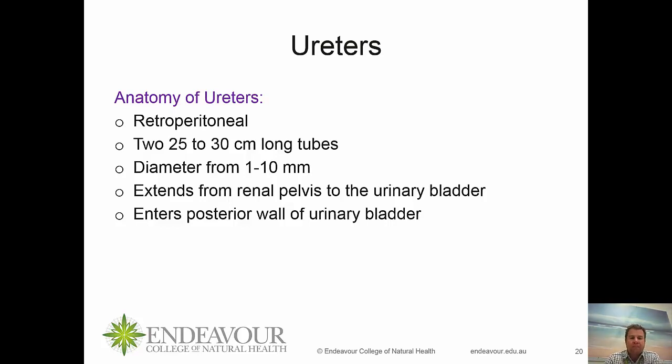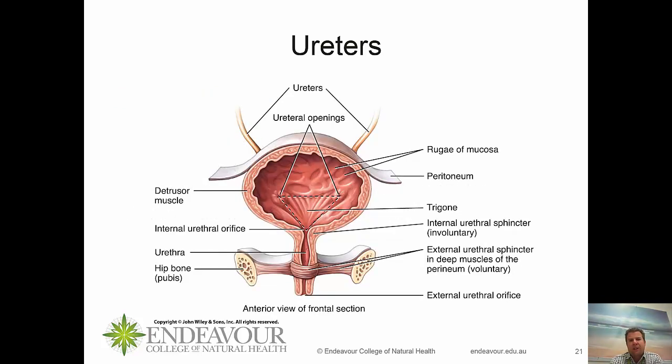Where are they? Just like the kidneys, they're retroperitoneal. They're actually quite long, aren't they? They're 30 centimetres long. They extend from the renal pelvis all the way down to the bladder, and they sit posterior to the kidney. They sit posterior to the urinary bladder. So all that means is they enter the bladder from the posterior wall of the urinary bladder. And you can see that from that picture there.